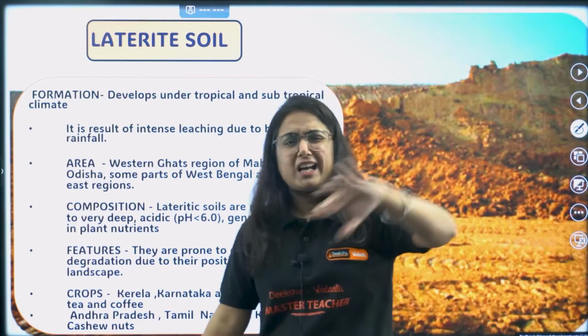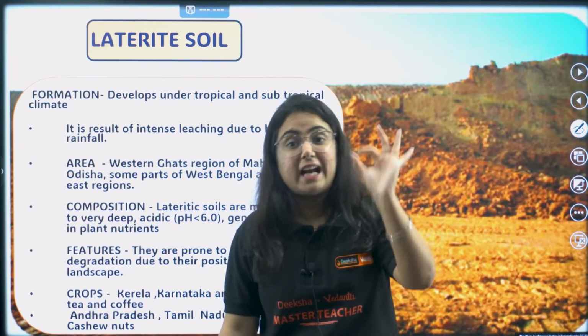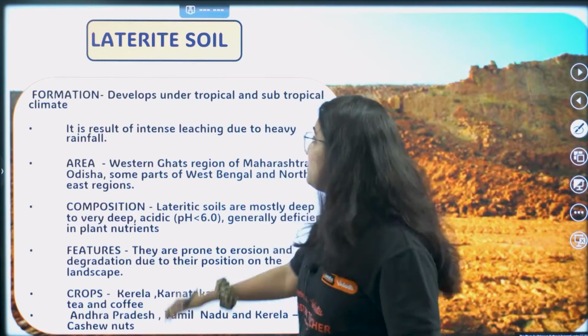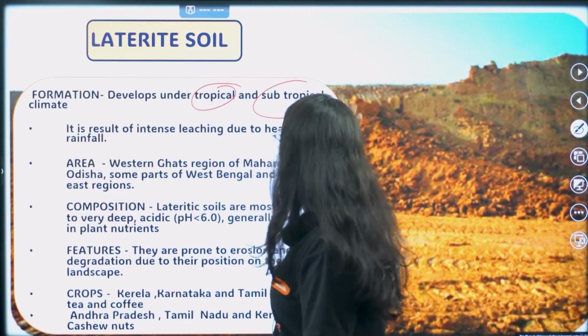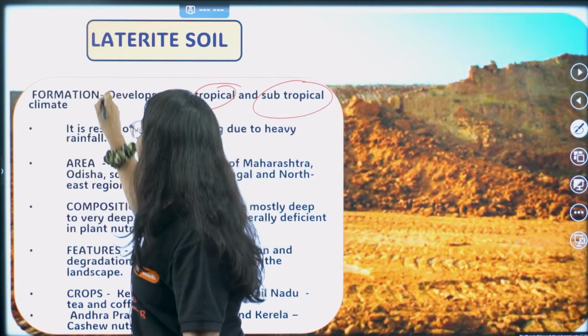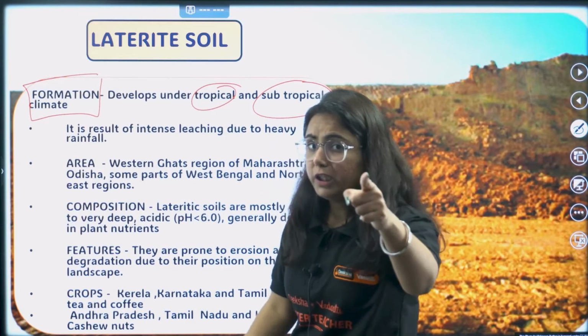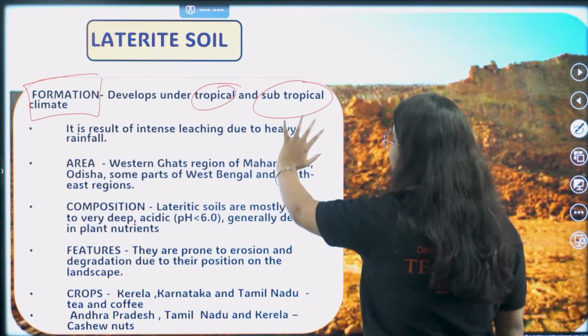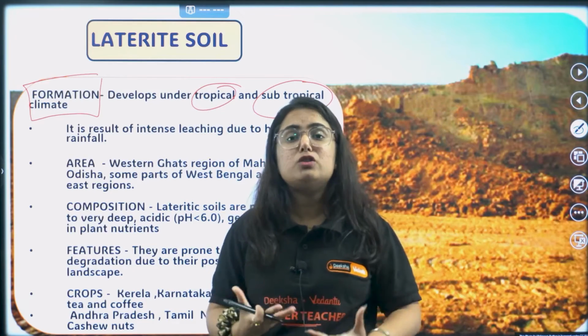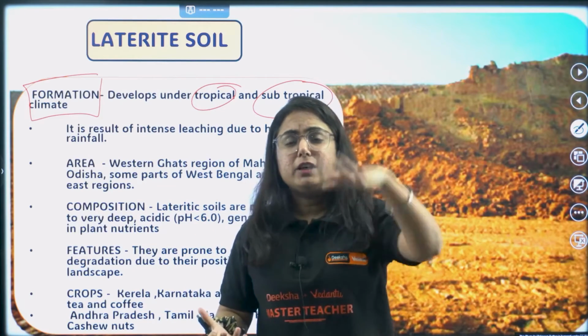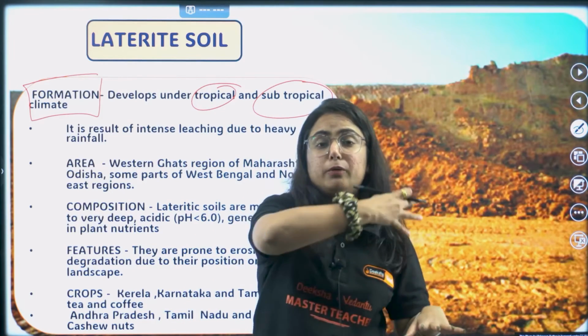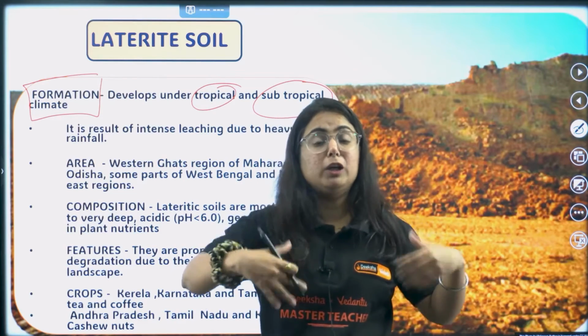The next one, that is very bad type of soil, laterite soil, because it develops in the region of tropical and subtropical. See, I am following my divisions here. You also need to follow the same. Tropical and subtropical, and this region is a region of high rainfall. Whenever there will be high rainfall, it will do water logging.